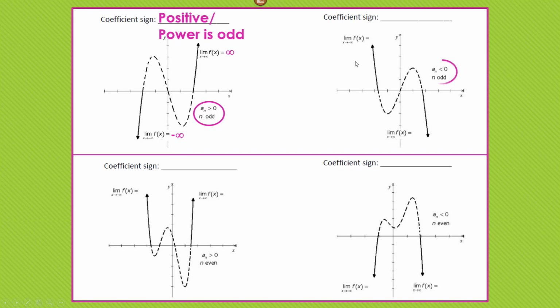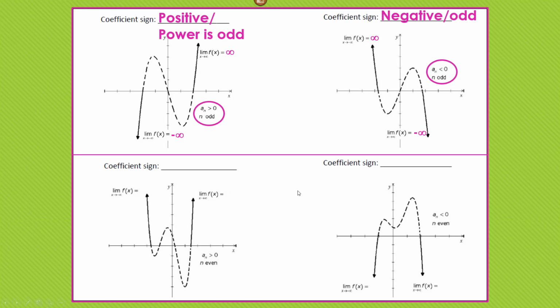If we make that leading coefficient negative and the power is still odd, it just flips the whole thing over the x-axis. So now we can say as x approaches infinity, f of x goes to minus infinity. And as x approaches minus infinity, f of x goes to positive infinity. So we've talked about the case when the power or the degree is odd.